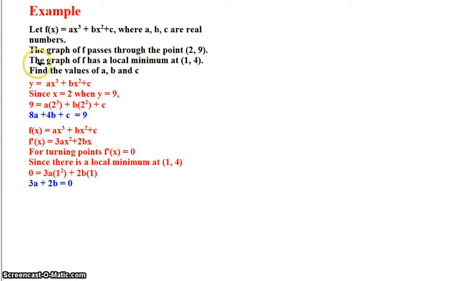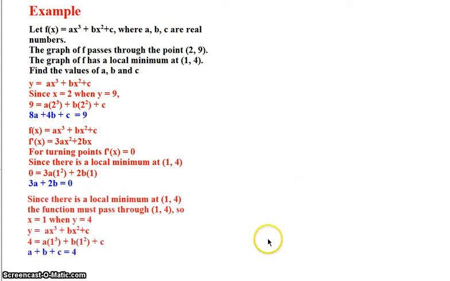So we can use this same sentence again because it gives us some extra information. It also tells us, because there's a turning point at (1, 4), that the graph must of course pass through this point as well. So we can substitute x is 1, y is 4 into the original equation to form a third equation. And that's what I've done here. This is very similar to the first part. So if you substitute x is 1, y is 4 into this first equation, you'll get a plus b plus c equals 4.